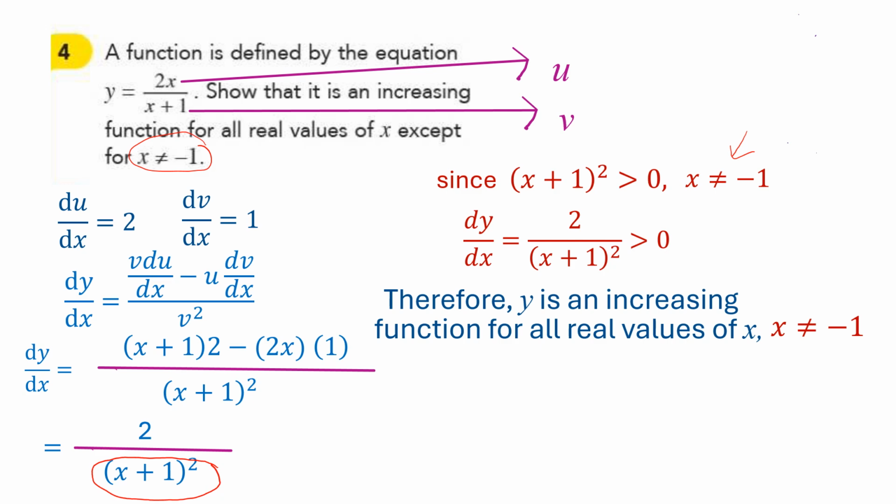That means regardless of what you put inside x to be any value except negative 1, you will always have this guy more than 0. So this is how you do proving questions.